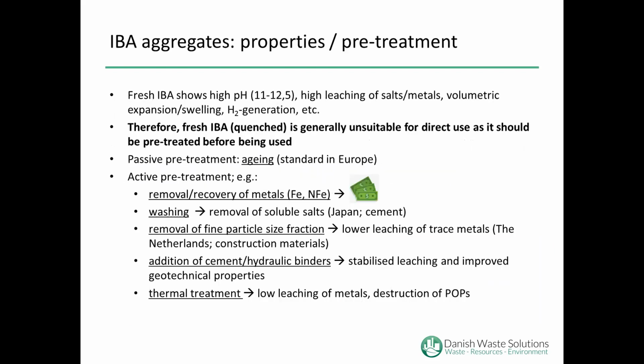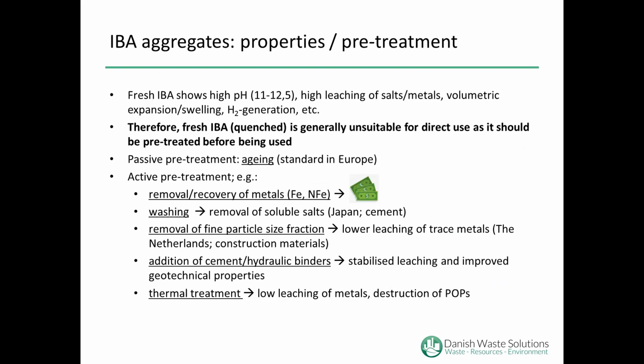So what are the properties of bottom ash aggregates? First of all, fresh bottom ash after quenching has high pH, shows high leaching of salts and metals. It's volumetric and not stable. Hydrogen can be generated, etc., which means that fresh bottom ash is generally not suitable for direct use and should be pre-treated before being used.